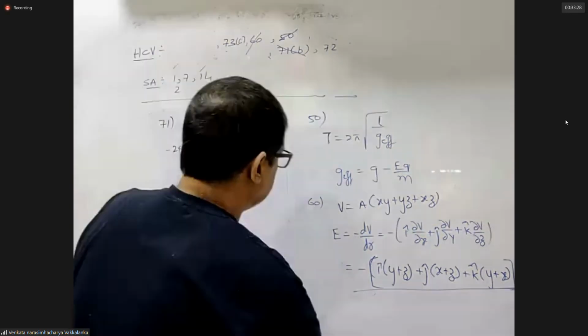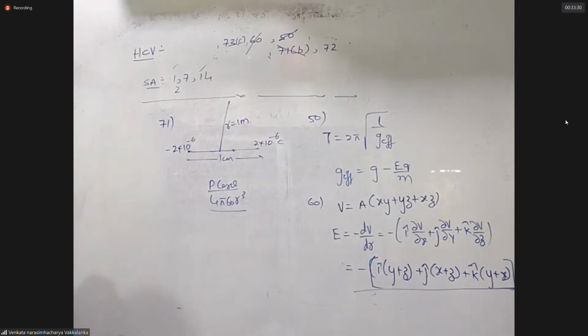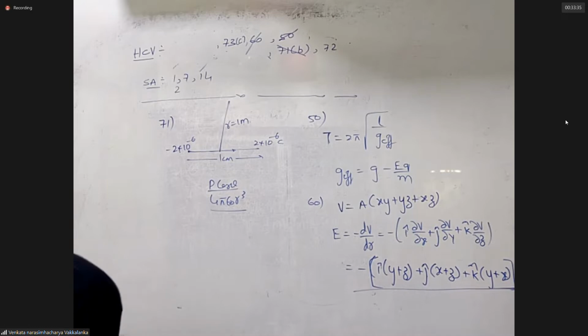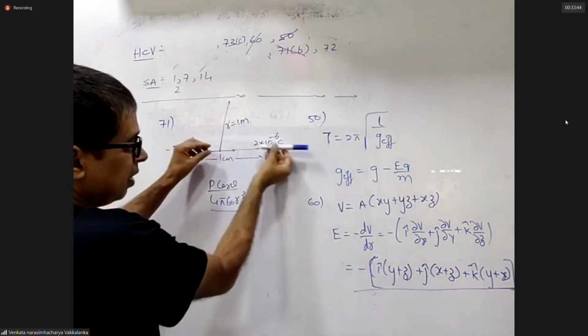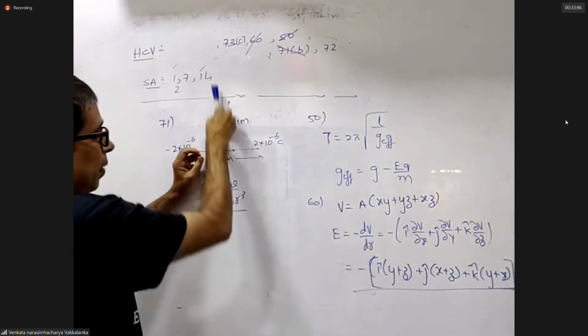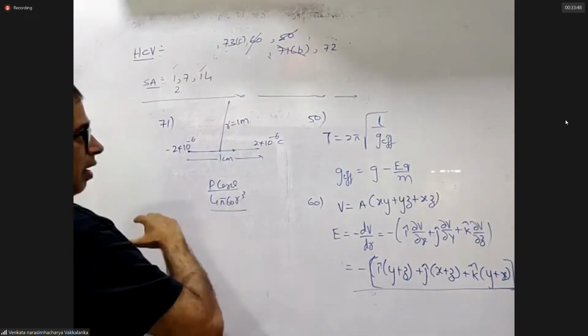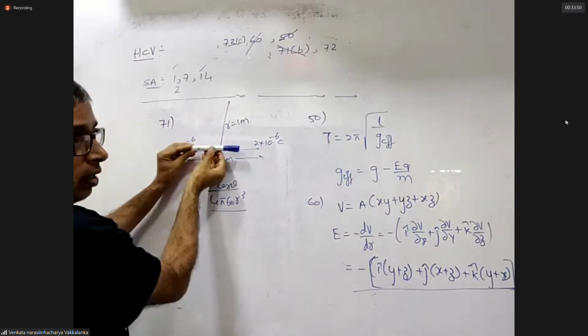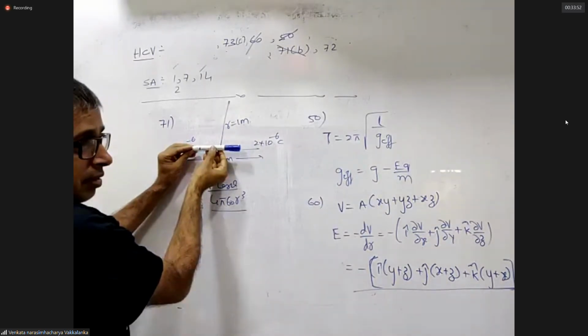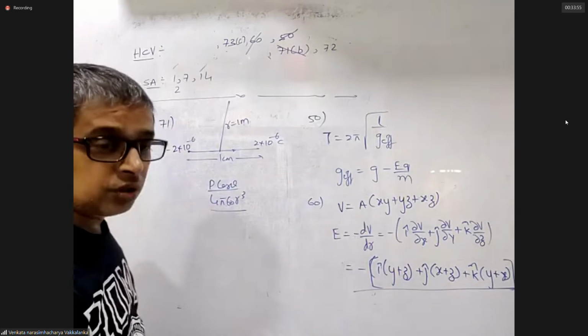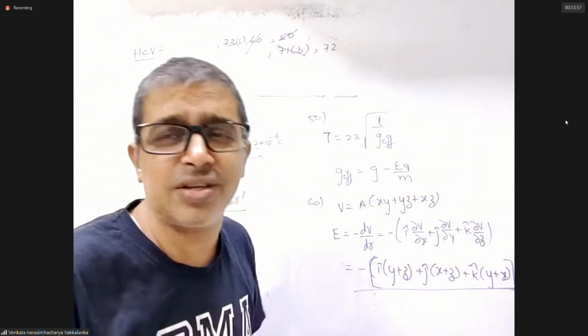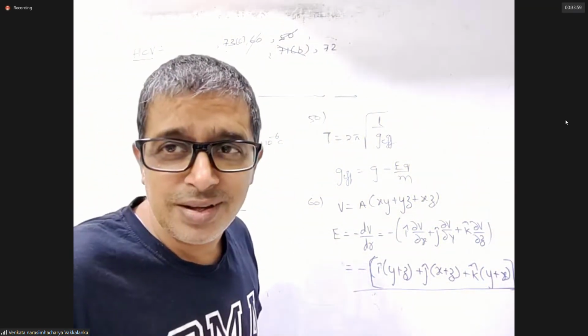But the angle is not given, right? So, calculate the electric field at a point on the axis of the dipole. Axis of the dipole means it will come along this direction. The perpendicular bisector comes this way. Axis means this one. I hope you are clear about it. So theta will be how much if I am asking along the axis? 0 degree.